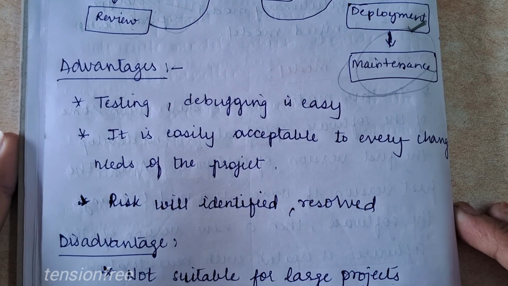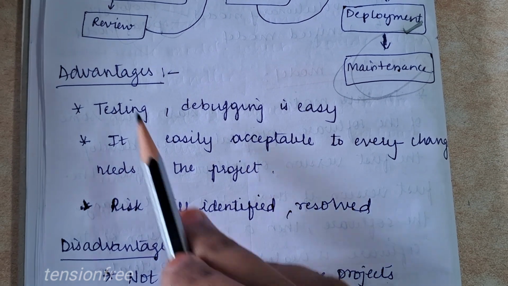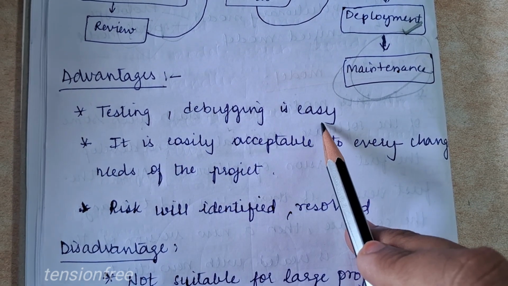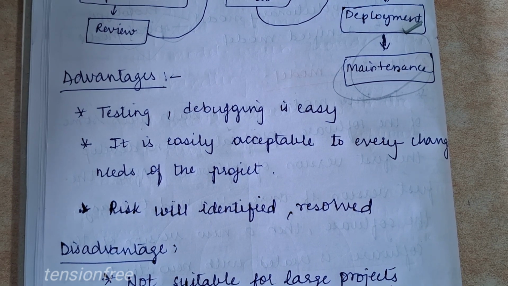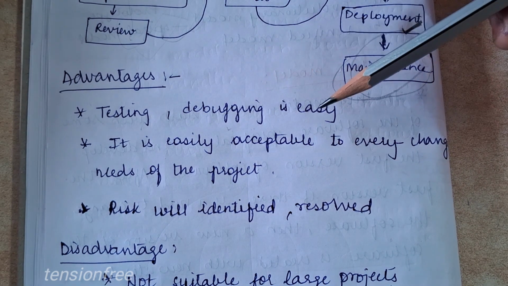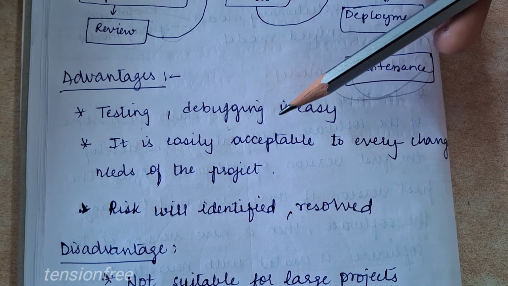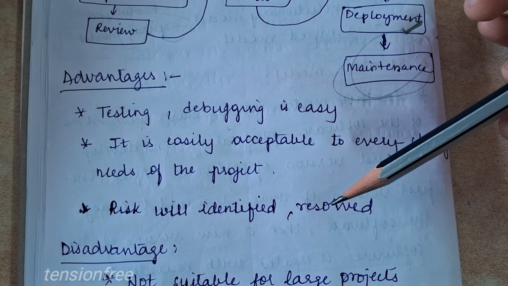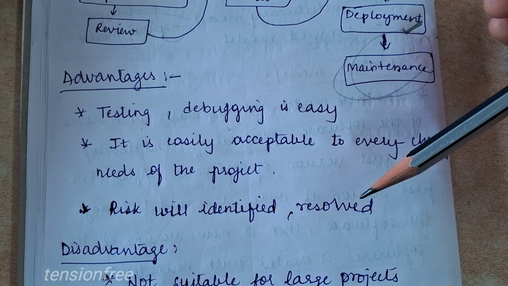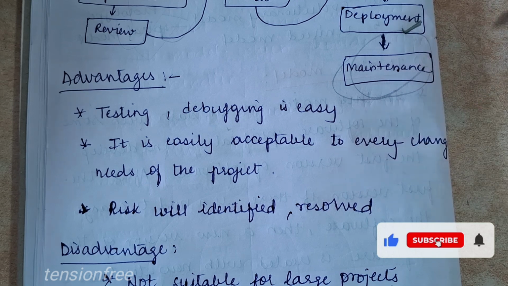Okay, next, coming to the advantages of the iterative model. Testing and debugging will be easy because there are many iterations. Testing each iteration and finding the errors in them will be very easy. It easily accepts every change needed in the project. If there are any changes, those changes will be easily accepted. Risks will be identified and resolved. If there are any risks or any false statements, those will be identified and resolved.